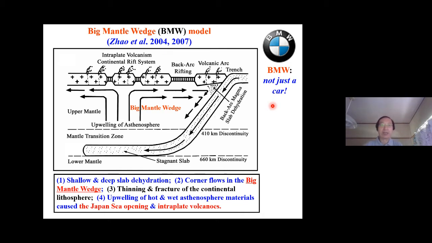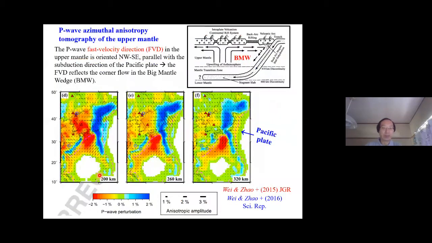This figure shows our anisotropic tomography. It shows three map views at 200, 260, and 320 kilometer depths. The red and blue colors show the isotropic velocity, the same as the image I just showed you. The red color shows low velocity, and the blue color shows high velocity, relative to the average mantle velocity. But the many small black bars represent the faster velocity direction of the azimuthal anisotropy. We can see this in the mantle wedge and also in the mantle below the subducting slab.